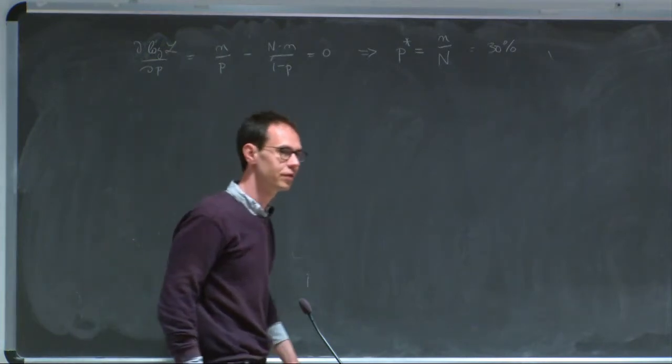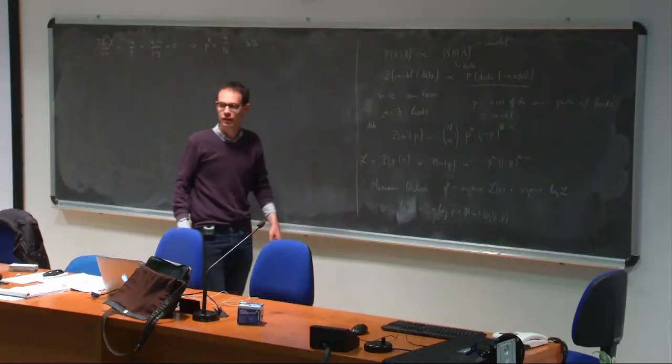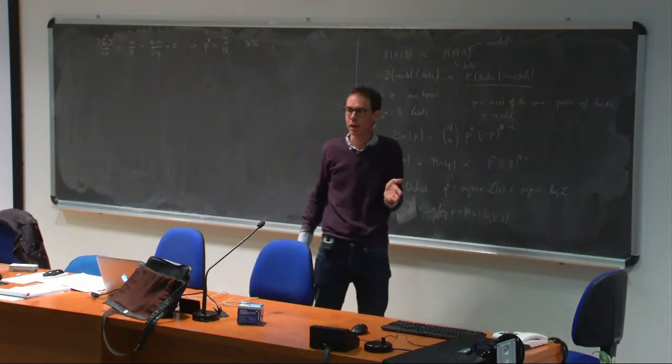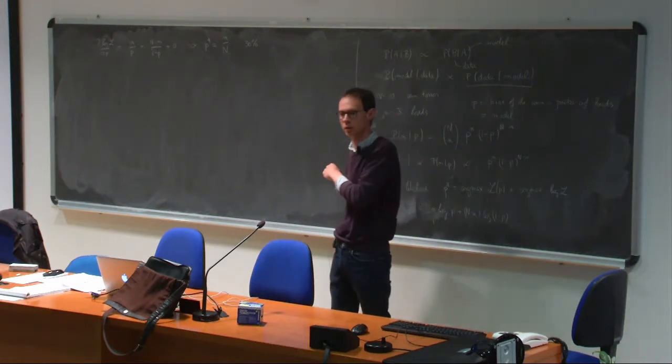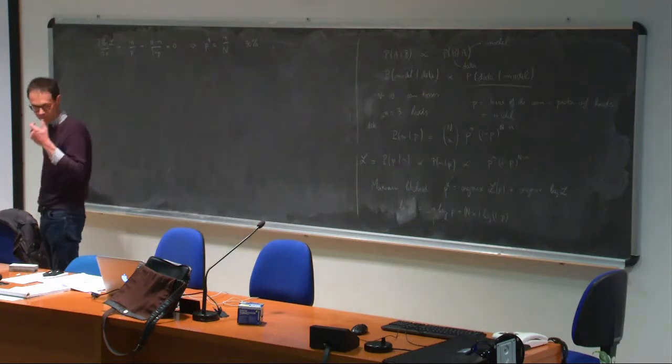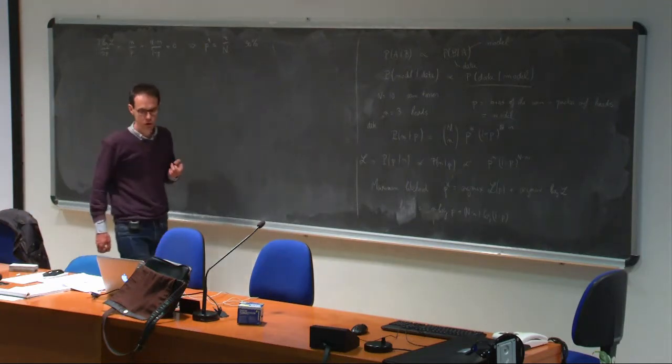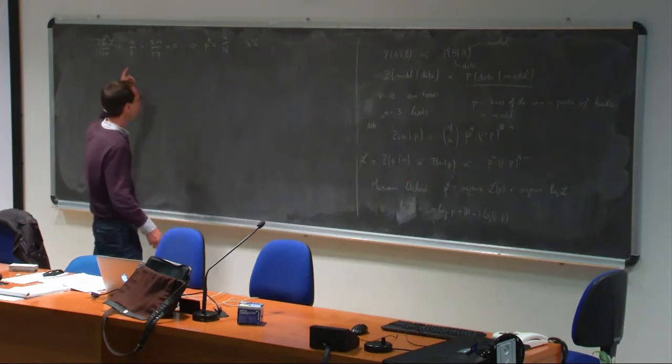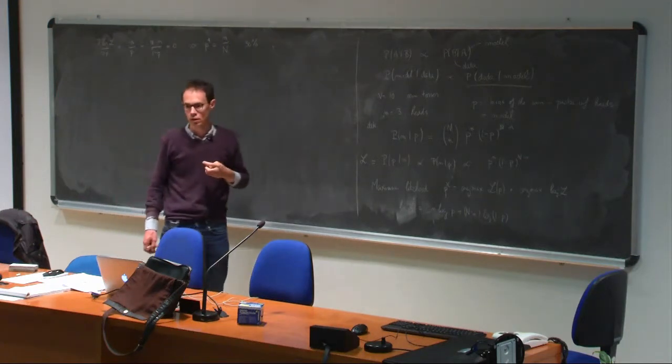So 30%. I mean, it's very naive, right? Because as you know, if the coin was not biased, you could have gotten 3, right? So one has to be a bit more careful than that, and maybe also consider the possibility that the most likely is not the true one, right?